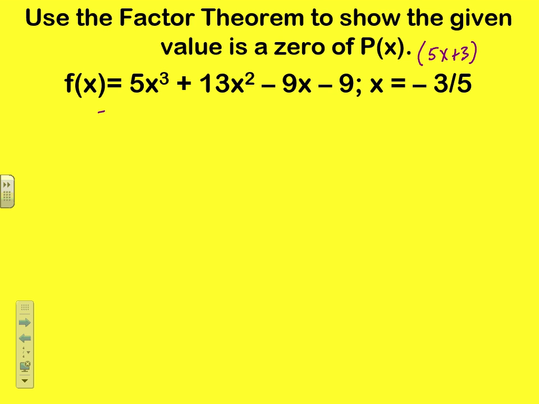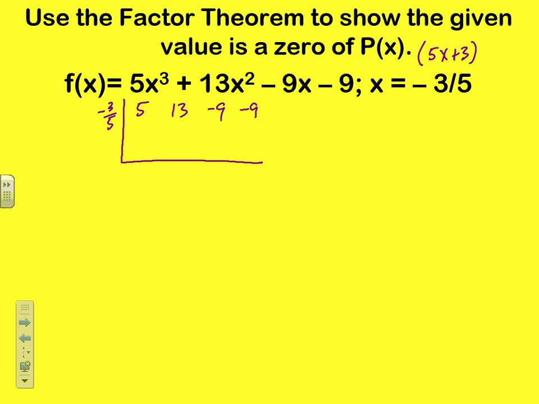Now, some of us may be hesitant a little bit simply because we're going to be doing math with a fraction, but again, it's just a number. Don't let it intimidate you. You're better than a number. So take the coefficients of the polynomial. So we have 5, positive 13, negative 9, and negative 9 for the constant.